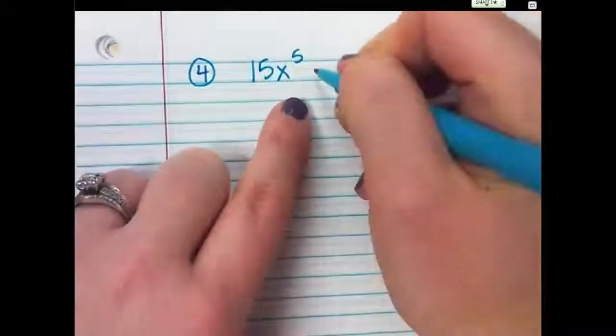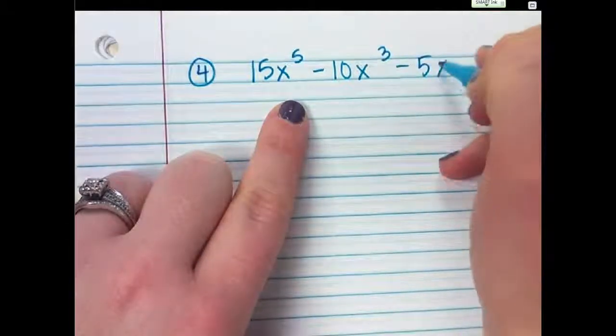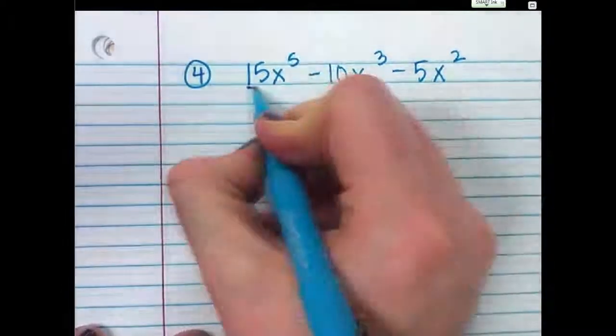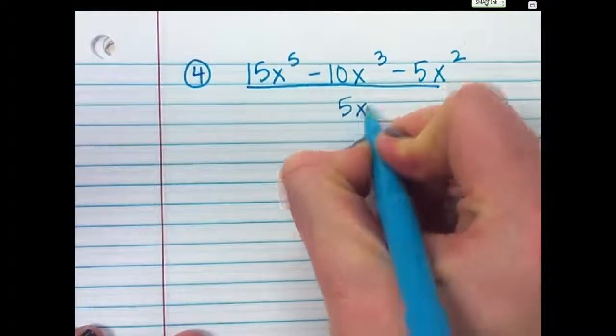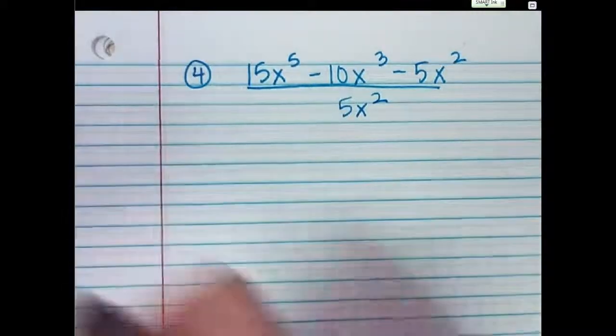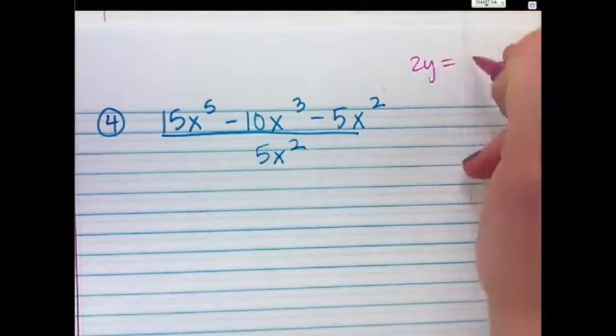So 15x to the 5th minus 10x to the 3rd minus 5x squared. Divide by 5x squared. So before we do that, I want to do this with you because I think you're going to get it real quick.